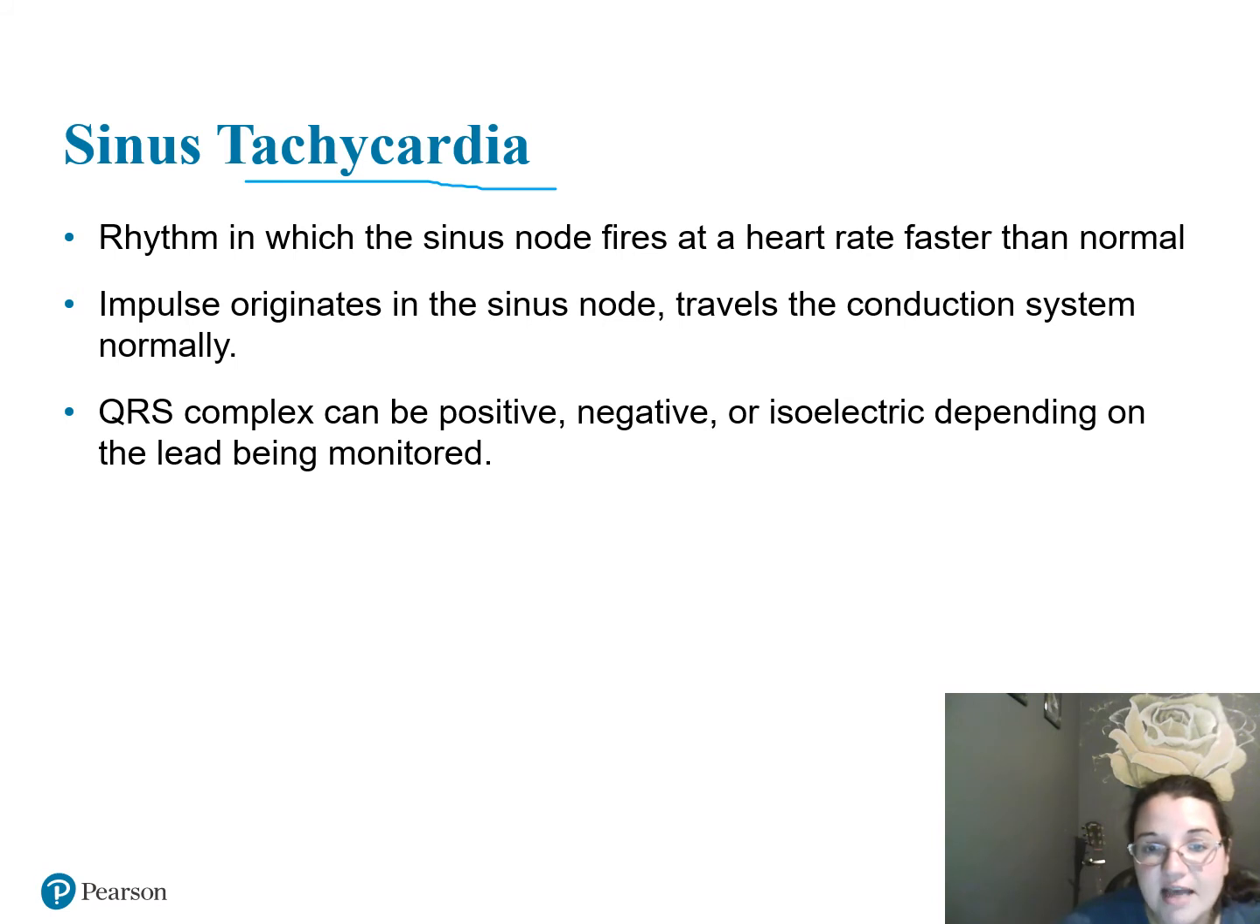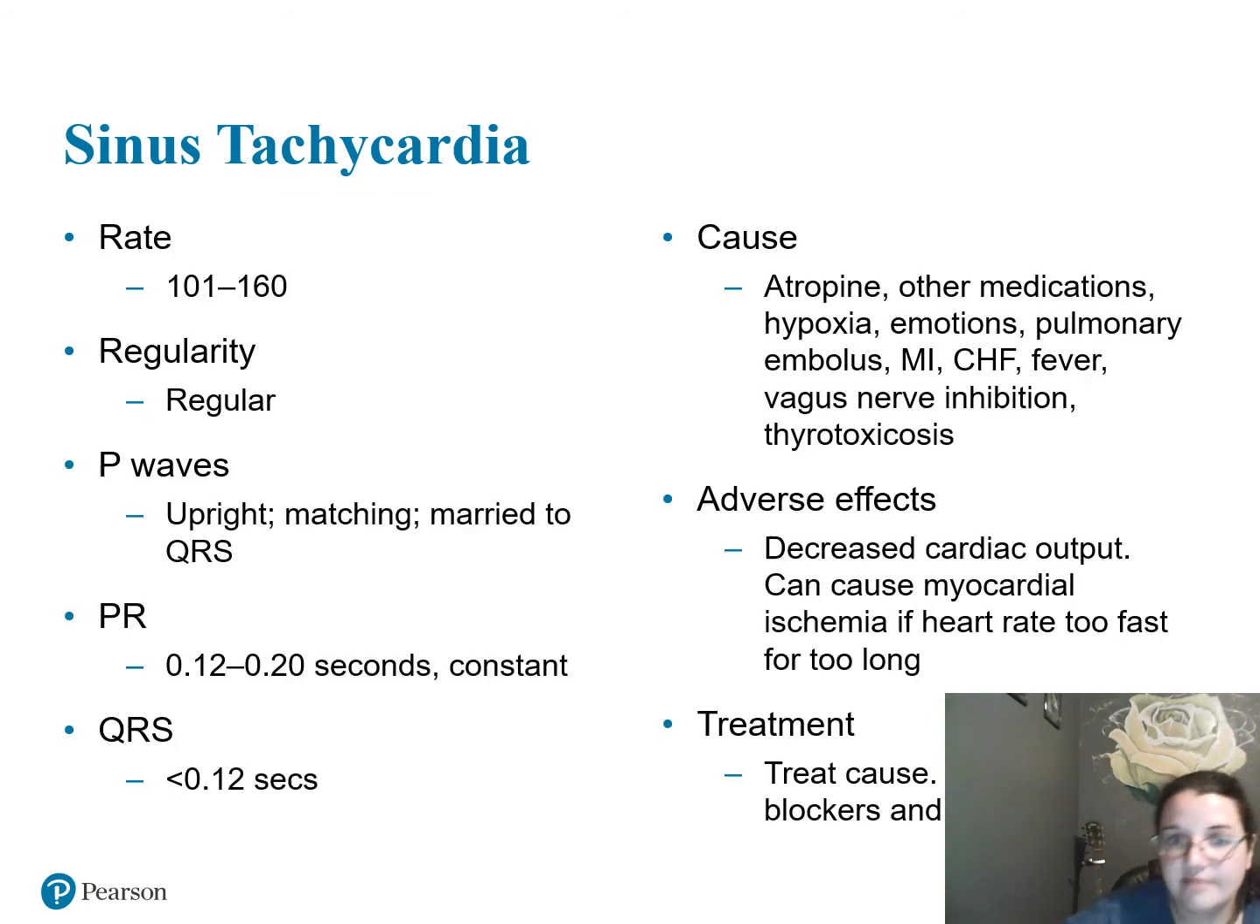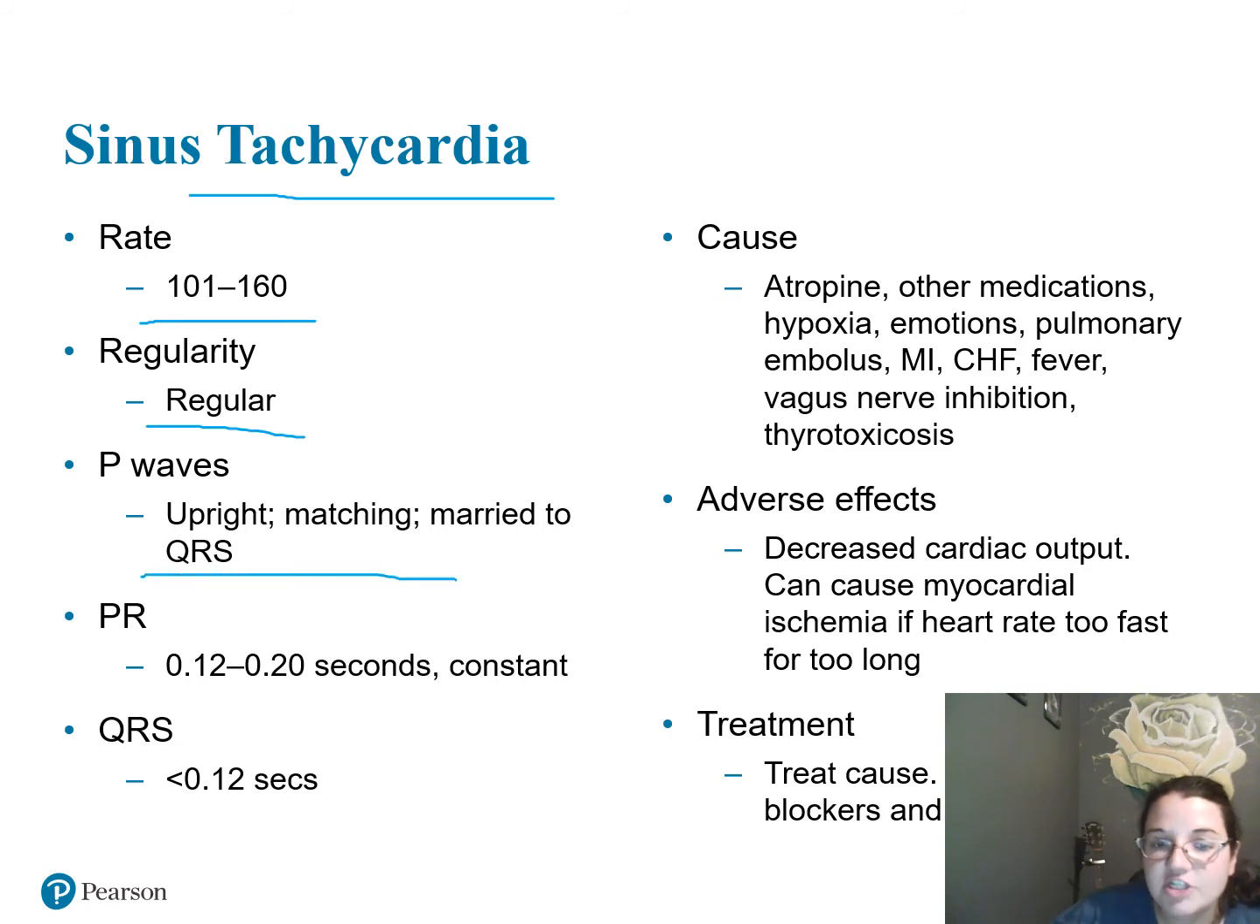Your QRS complex again can be positive, negative, or isoelectric, depending on the lead you are looking at. So this is what I would put on your note card. I would put these rules: sinus tachycardia on one side, and then list your rules out on the other side. So the rate of a sinus tachycardia is going to be between 101 and 160 beats per minute. It is going to be regular, P waves upright, matching, and married. PR between 0.12 and 0.20, QRS less than 0.12.